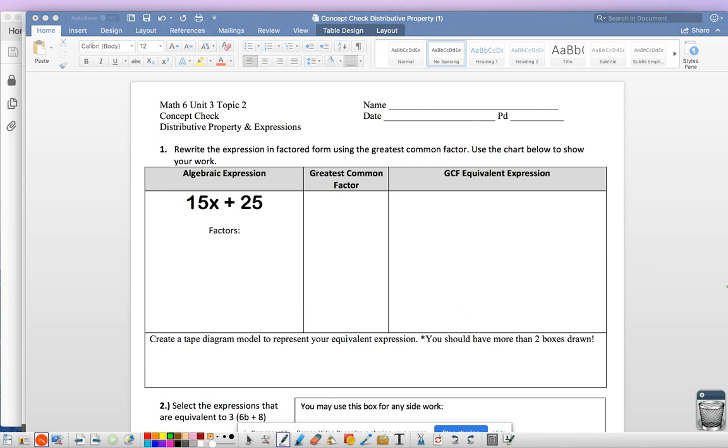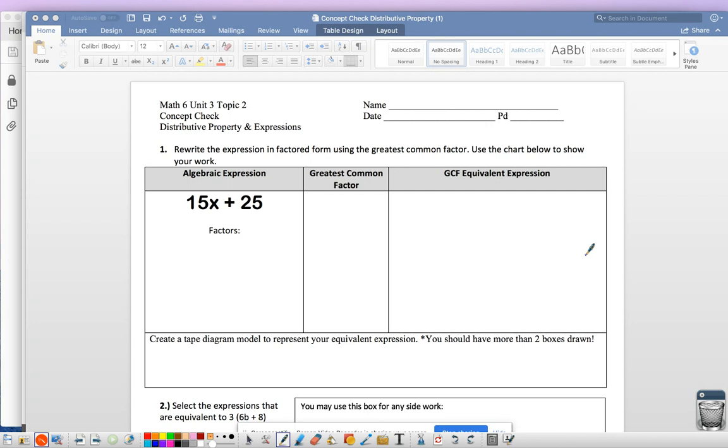Hey guys. So for this video, we are going to be reviewing the distributive property and looking at some expressions. So if you guys remember, we did this page about a week before we let out of school. So I'm going to go ahead and just complete this, and you guys will be able to follow along from home and see how to do it.